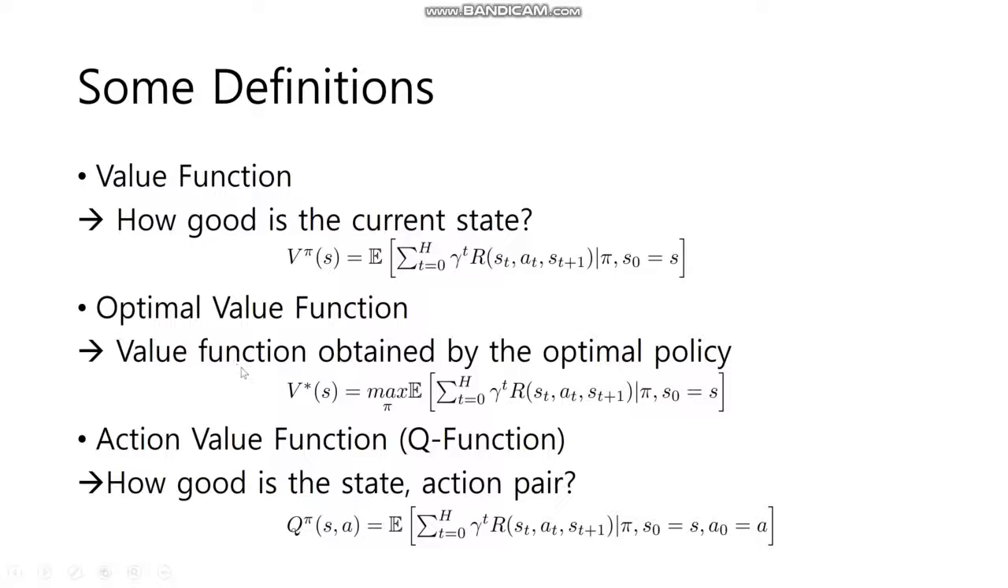And the third concept is called the action value function, or Q function. It's the estimation of how good the state and action pair is. So the Q function is now a function of 2 quantities, state and action, and is defined in a similar way, but as I said, is a function of S and A given the current policy pi.